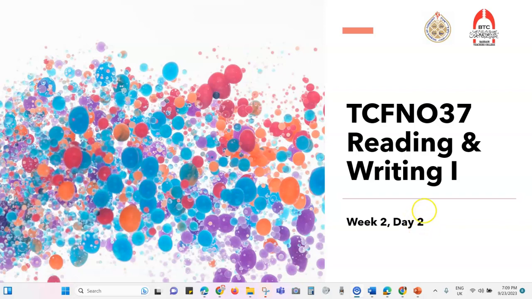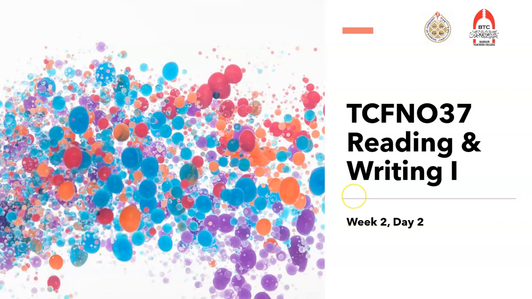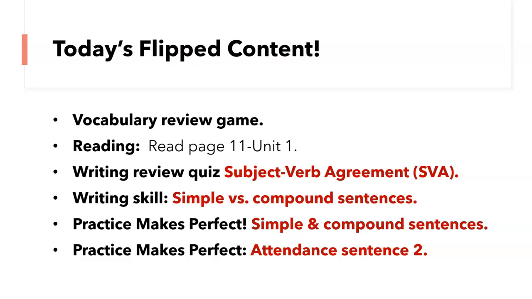As in the class, you will find slides and a short video. On the slides, you will find a vocabulary review game, and then one slide asking you to read page 11, unit 1. And maybe you would like to underline any difficult words extra to the vocabulary, and you can add them to your vocabulary sheet. Then you will find a quiz on SVA. Do you remember SVA? We mentioned that in the class, subject verb agreement.